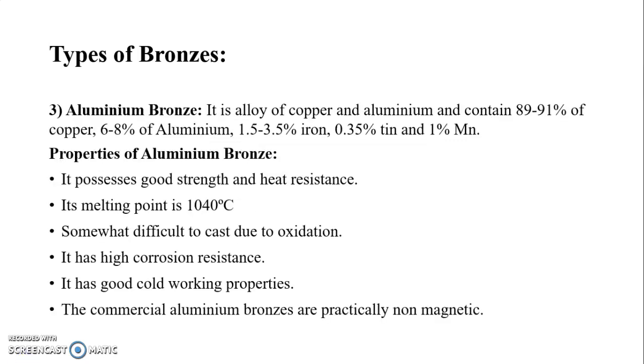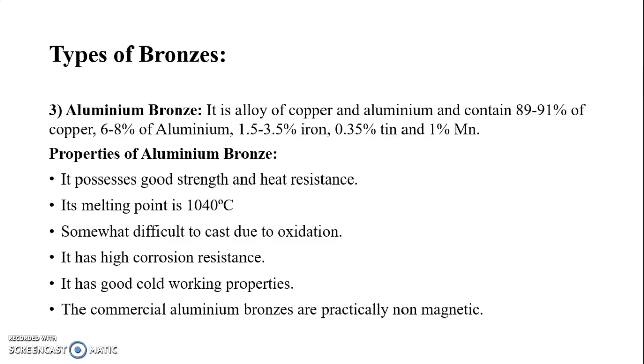Then the third type of bronze, that is aluminum bronze. It is an alloy of copper and aluminum and contains 89 to 91% of copper, 6 to 8% of aluminum, 1.5 to 3% iron, 0.35% tin and 1% manganese. There are some properties of aluminum bronze.